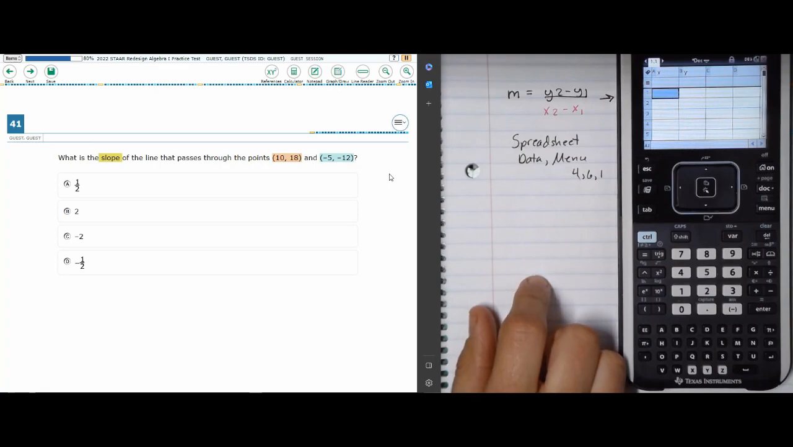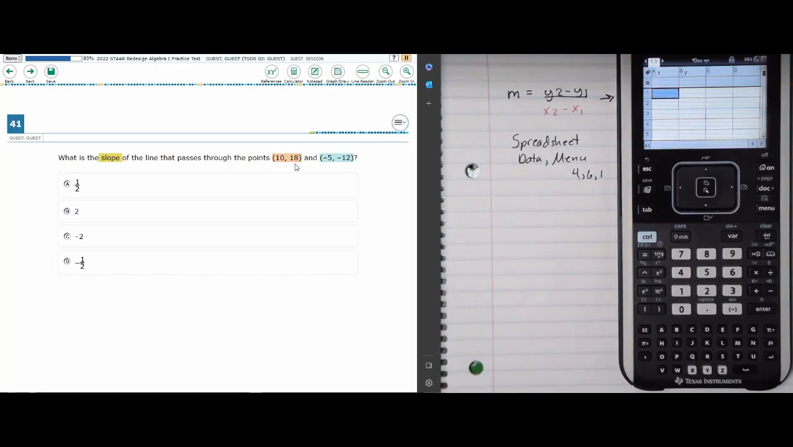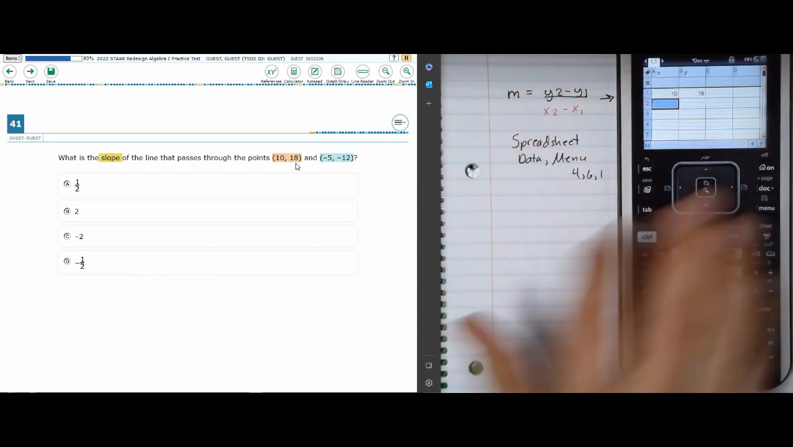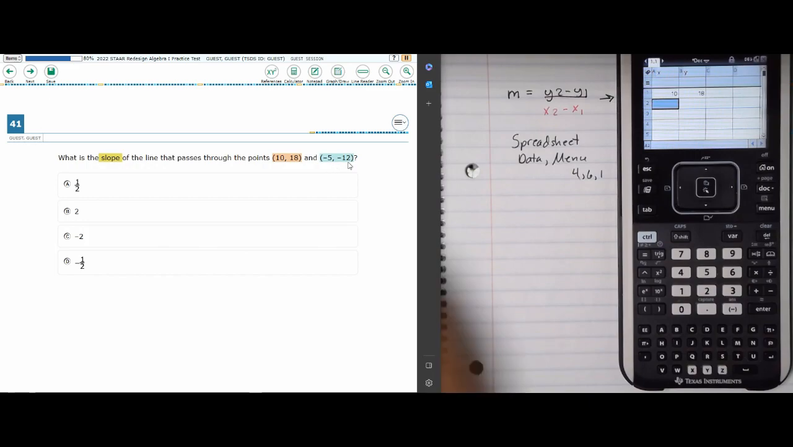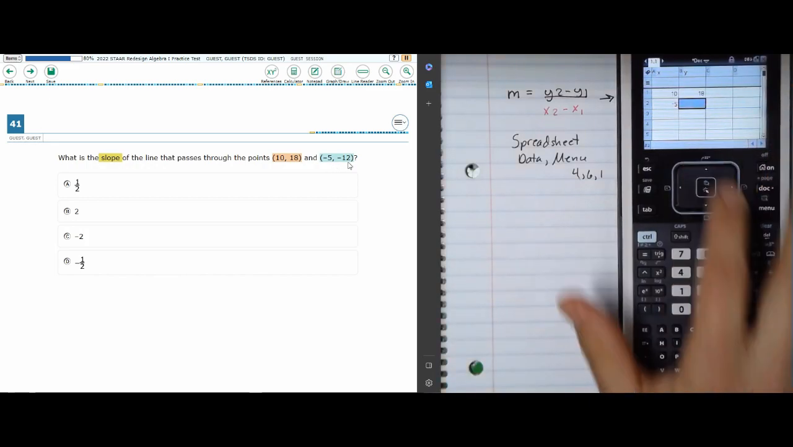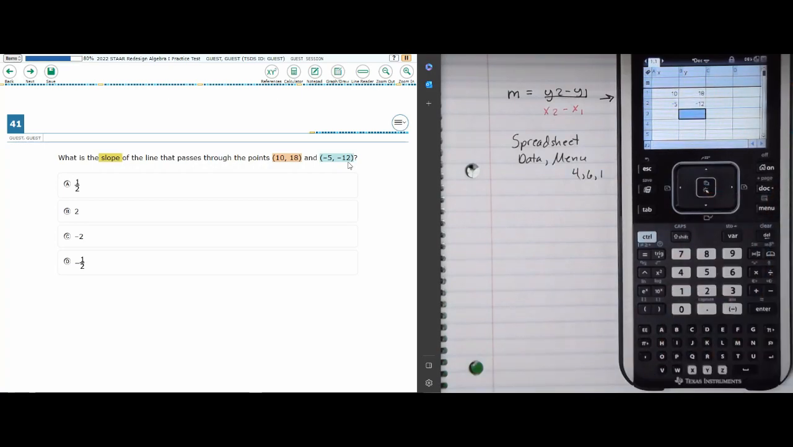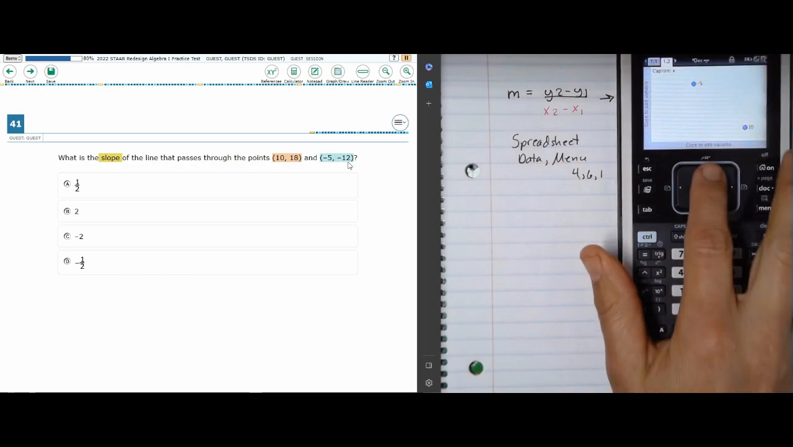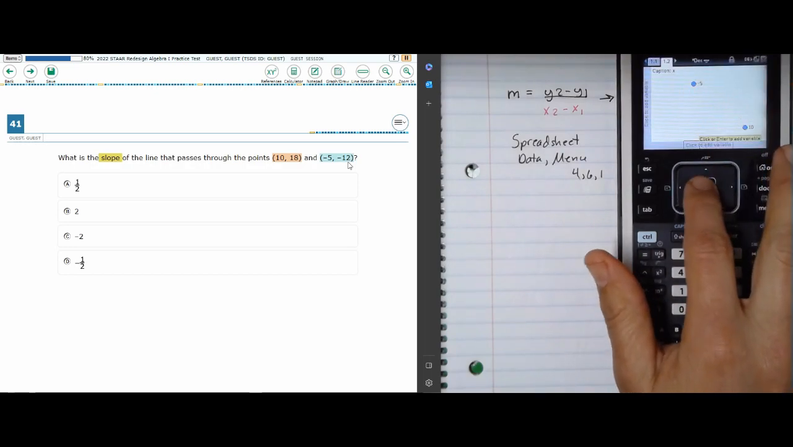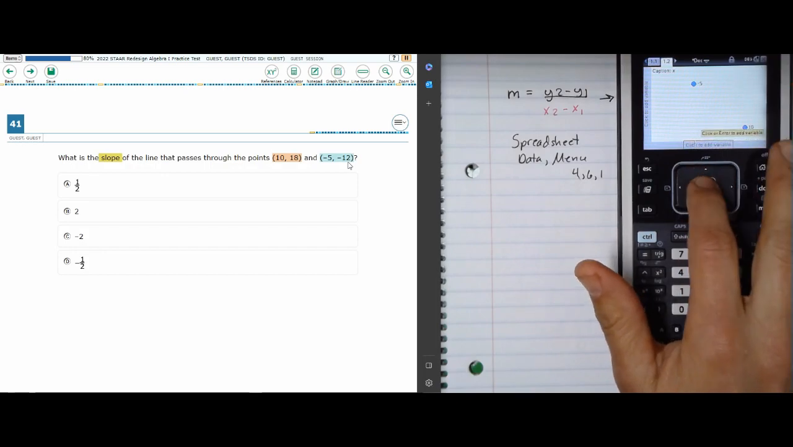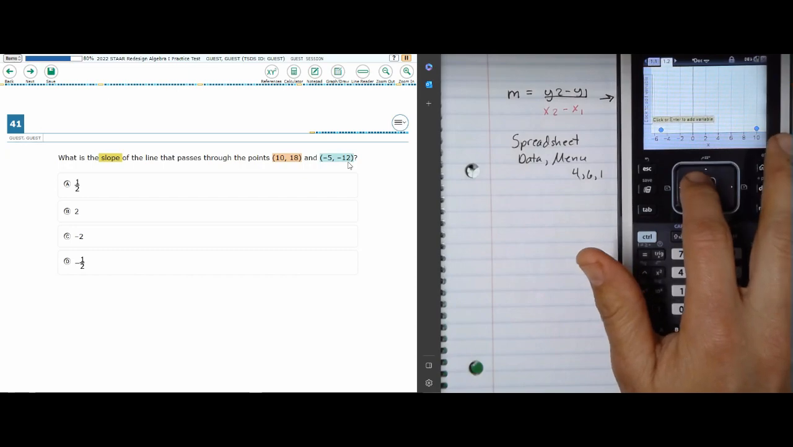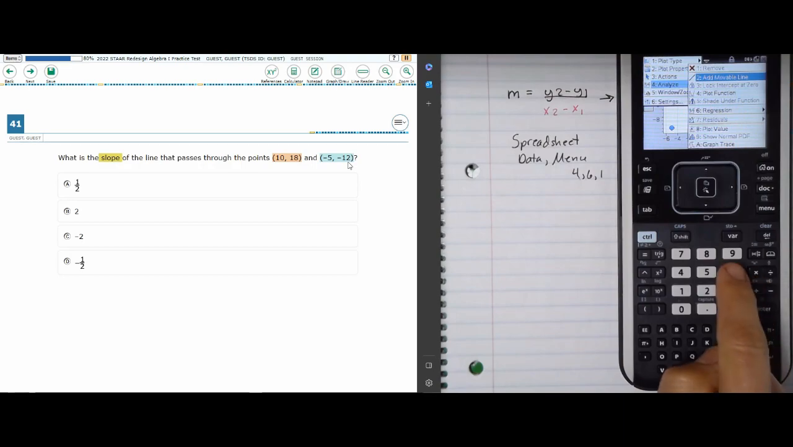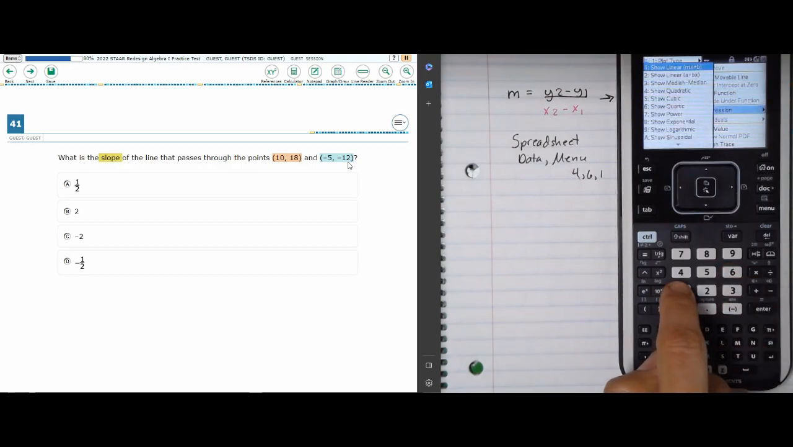And I'm going to put my ordered pairs in. Now first we had 10 and 18. So 10 for X, 18 for Y. And then we had -5 and -12. So -5 for X and -12 for Y. Now once we got that done, we're going to go home, go over to data, hit enter. I'm going to go down and change this horizontal axis to X. I'm going to change the vertical axis on the left to Y. And then hit menu, 4, analyze, 6 for regression, and 1, show linear mx plus b.